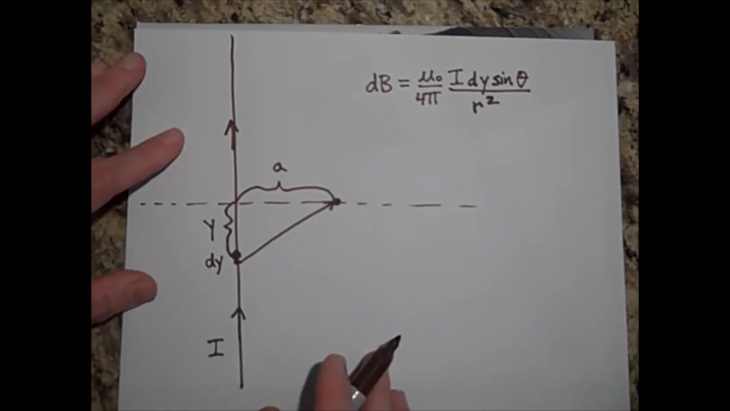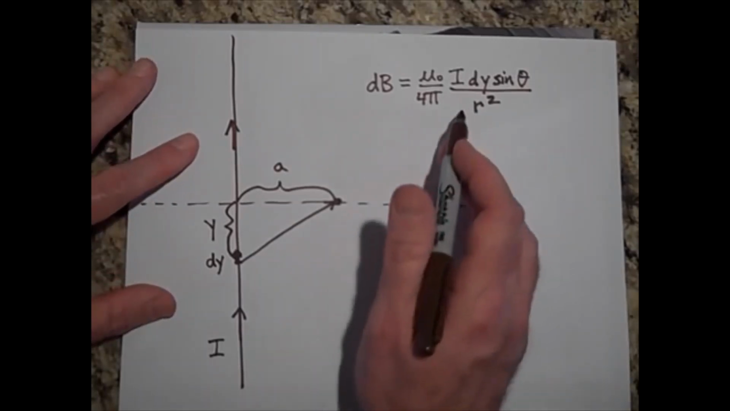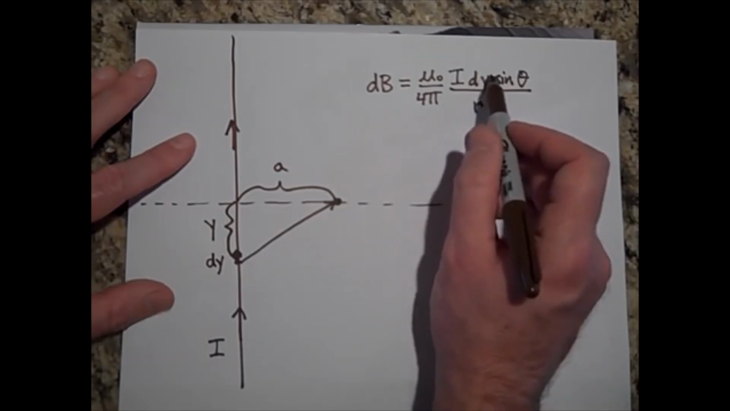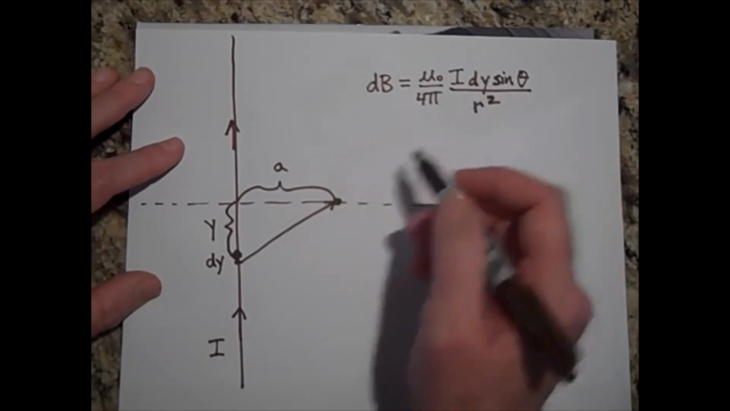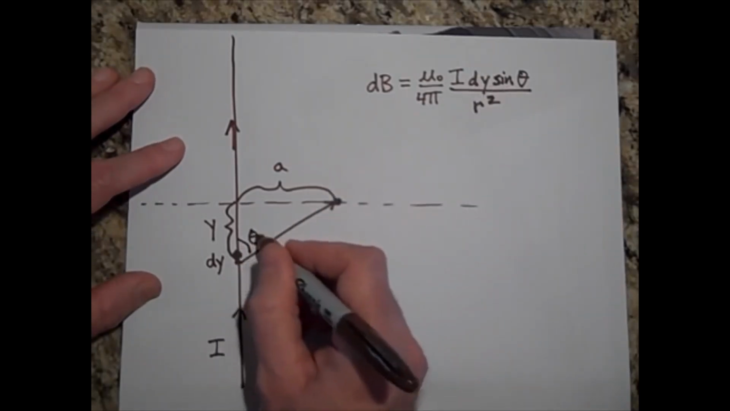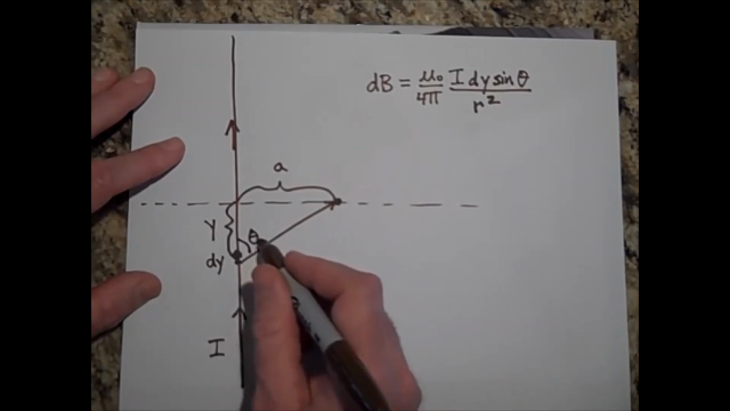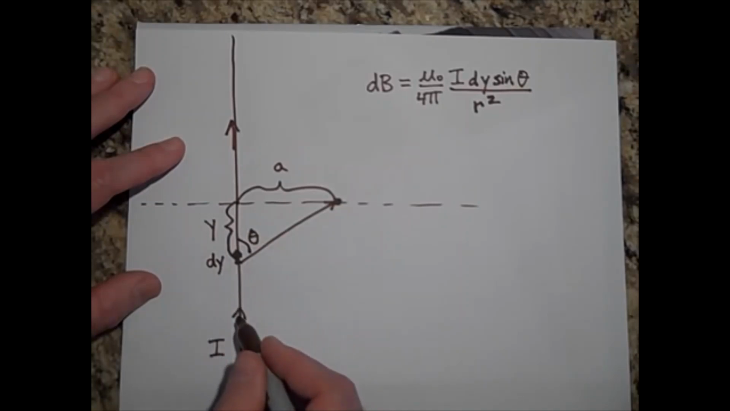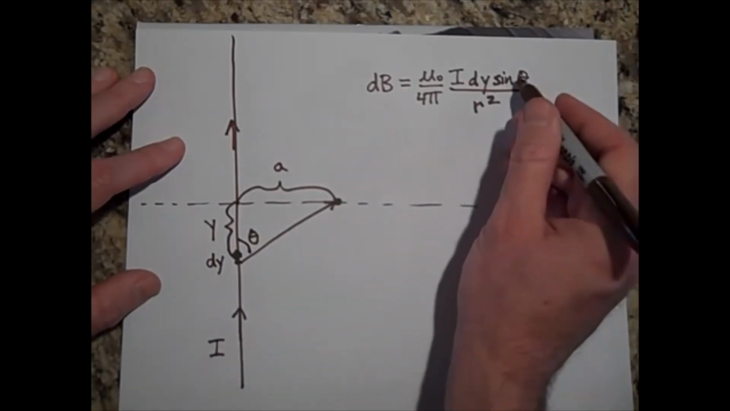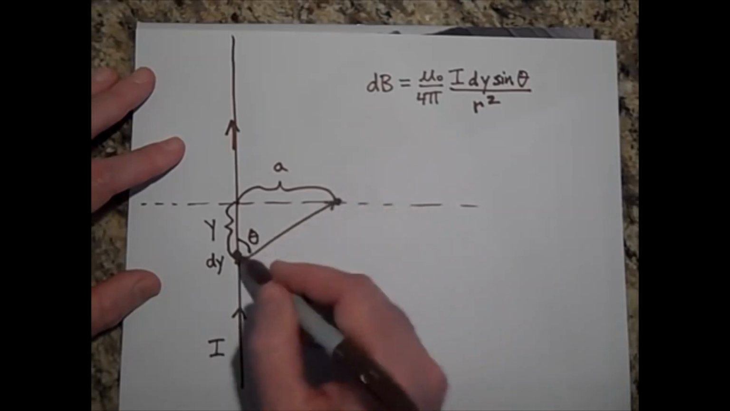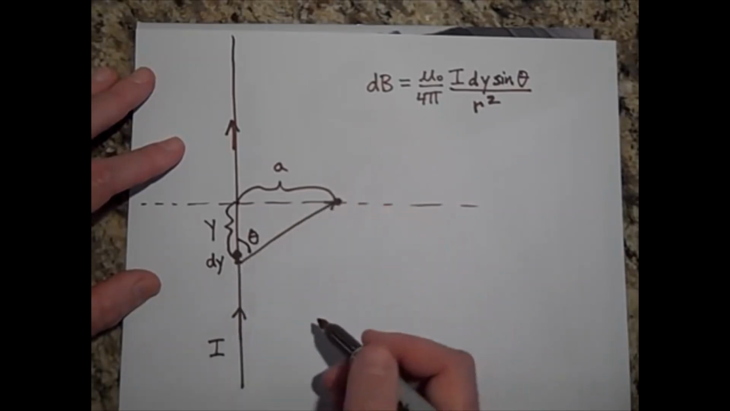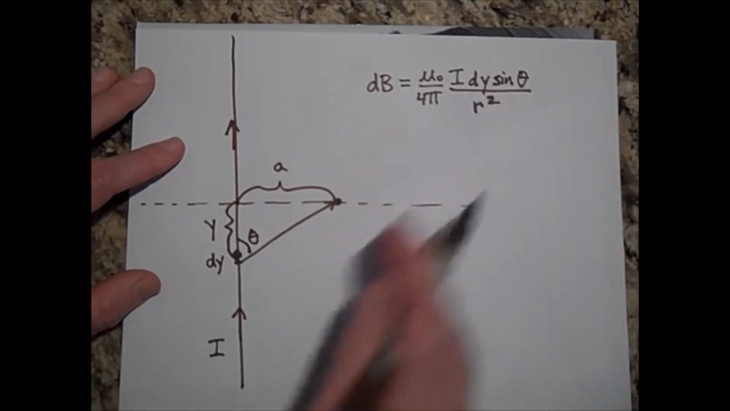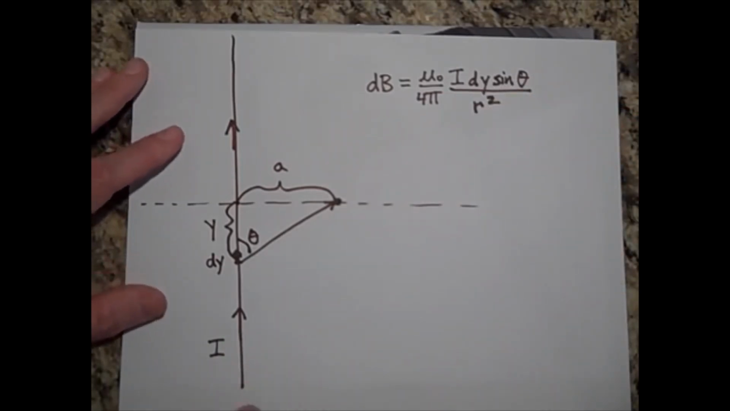But there's a problem when I do that. When I go to integrate this, you see how my differential is dy? But what else is changing? Depending on where I go, the theta changes. If I'm right here, theta is 90 degrees, but if I'm down here, theta is smaller. So theta is changing, and so is r, how far away this is from the point I want. So I have a variable in r, a variable in theta, and my differential is dy. So this is a problem.